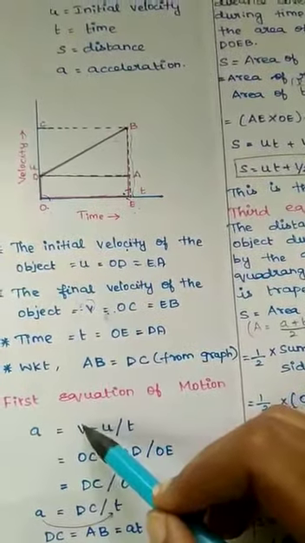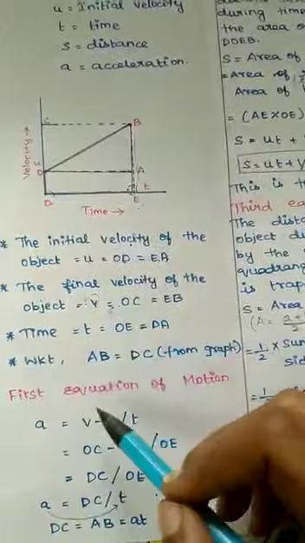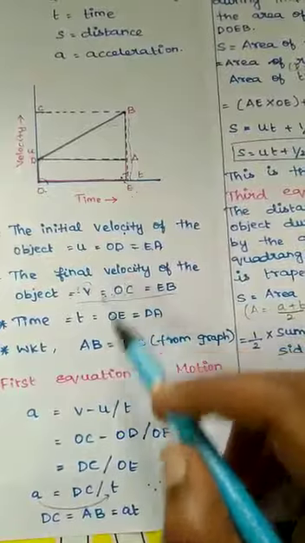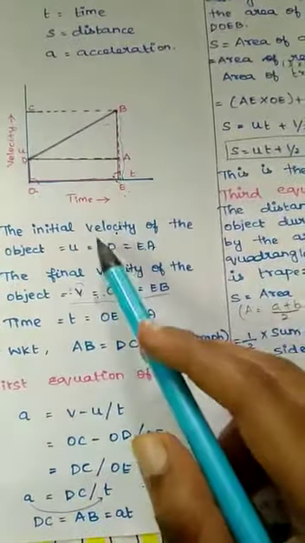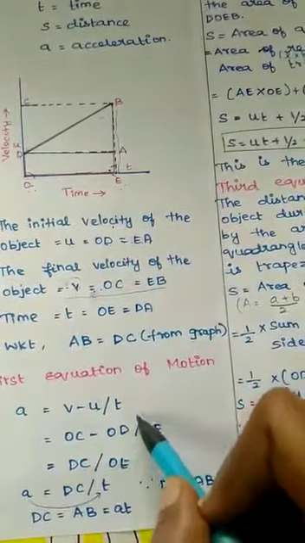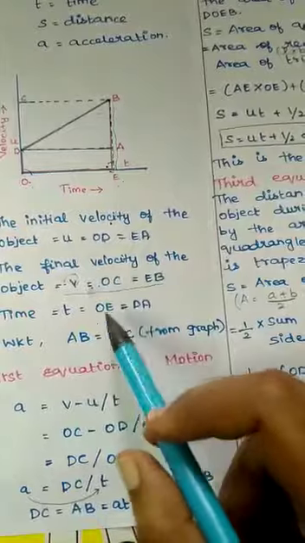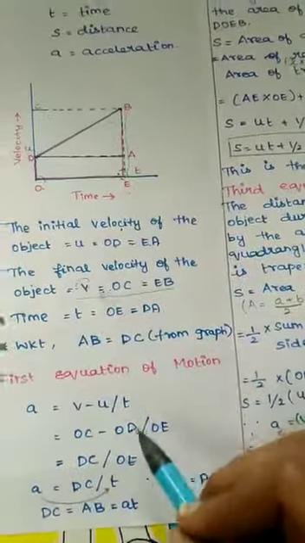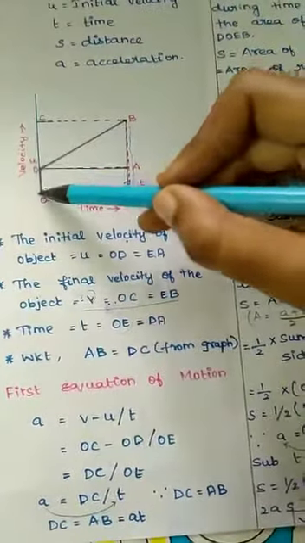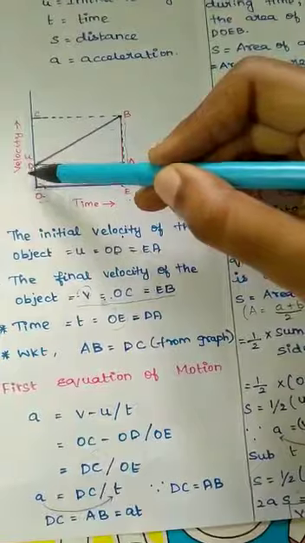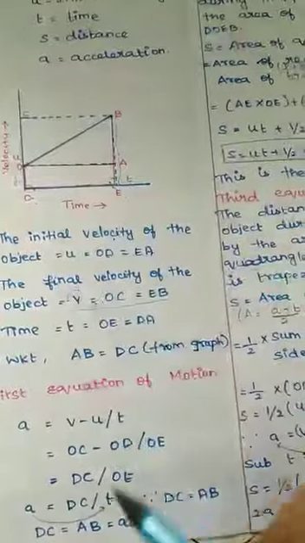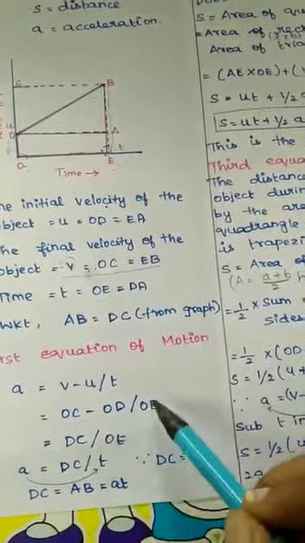Now from the graph, we have identified values and kept them. What is V, children? V is OC, so OC alone you will take. Then OC minus U. V minus U, U value is OD. So OC minus OD divided by T, and T is OE. Now OC minus OD, the value will be DC, because when you see here OC minus OD, this part will get cut off. So remaining we are left with DC alone. So we will get DC divided by OE.